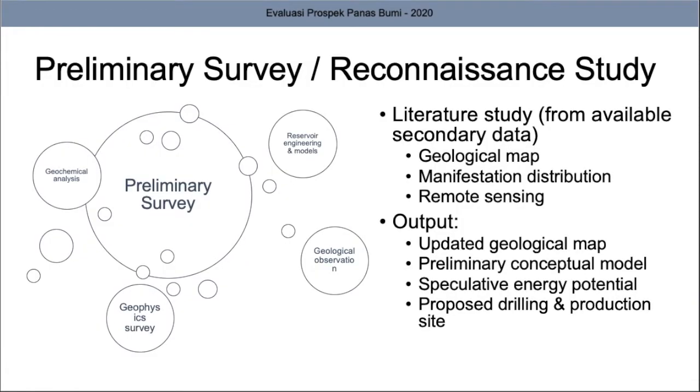For a geothermal project, we will start off with the preliminary survey or reconnaissance studies. Preliminary survey consists of the geological studies, geochemical analysis, and geophysical investigations. It all starts from a literature study or even remote sensing from all the references that have been retrieved from the past years. And at the end of the survey, hopefully the output that you will put together is in the form of a geological map, conceptual model, energy potential speculation, and also a proposed drilling and production site. These aspects are very important to determine the success rate of a geothermal project.